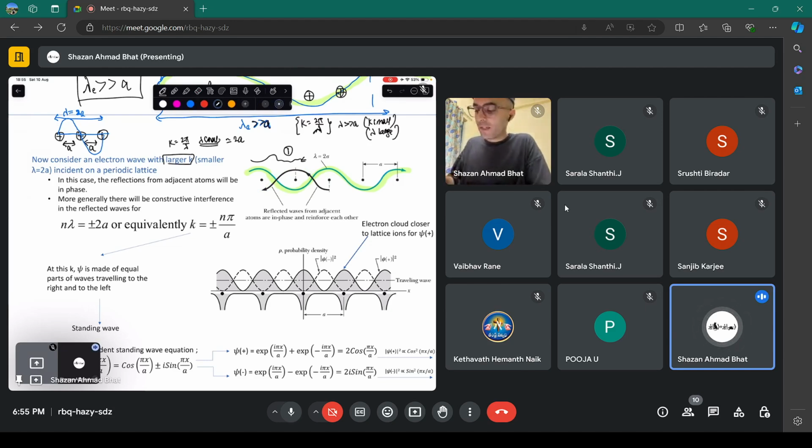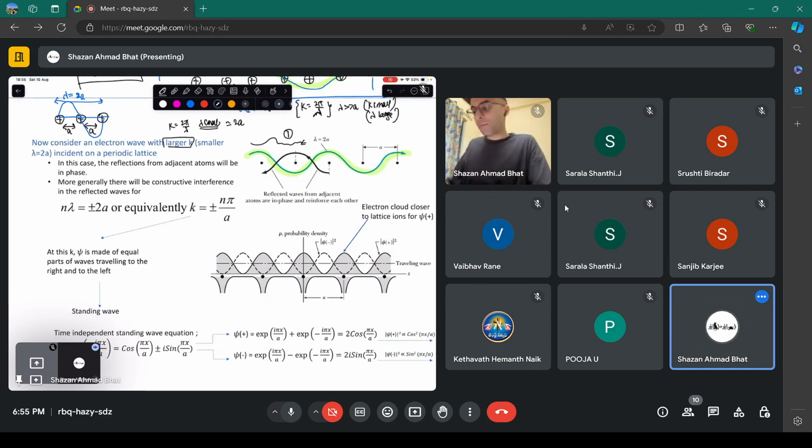Earlier, it was not able to feel any of the lattices, any of the crystals. So now what happens is that some part of the electron wave gets reflected. So you get something like this, where you have an incoming wave going in this direction, and the reflected wave from the atoms going in this direction.